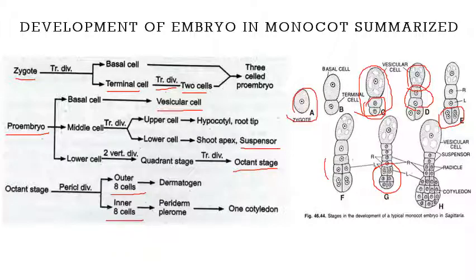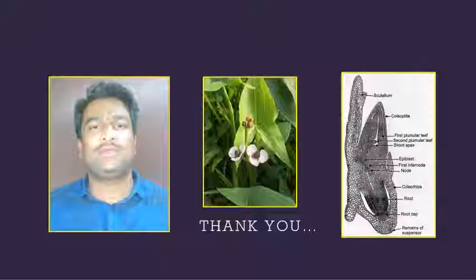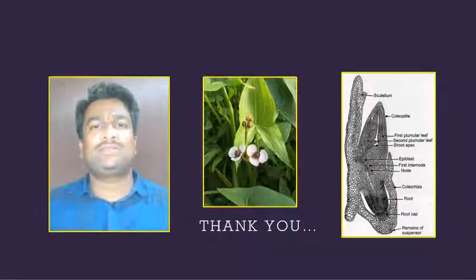The 8 outer cells form the dermatogen, while the inner 8 cells form the periblem and plerome, and from this the one cotyledon gets developed. This is all about the structure and development of the monocot embryo, which develops one cotyledon in the embryo.